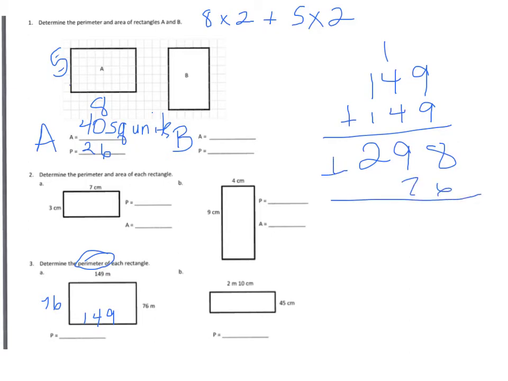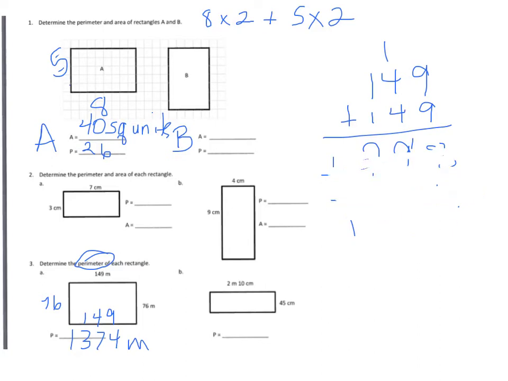8 plus 6 is, hopefully you said 14. Then we have 10 plus 7 is 17. That's a 3. So it's 1,374. 1,374 meters. Now, I want to talk to you a little bit about what a meter is. A meter is a unit of measurement.